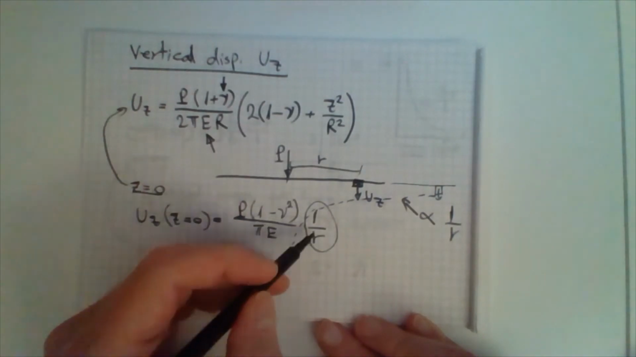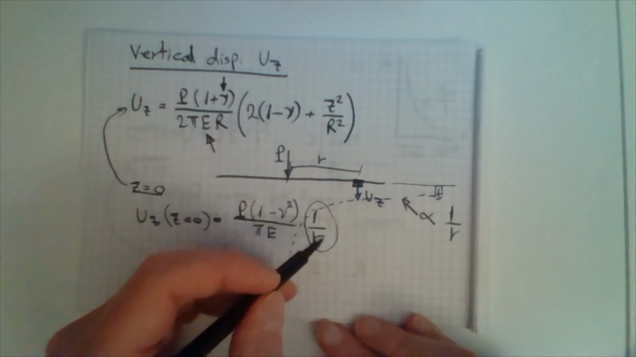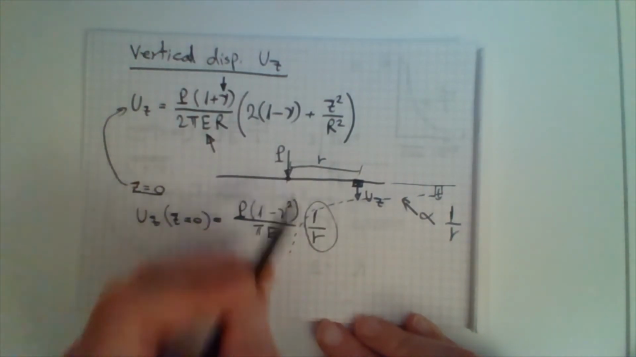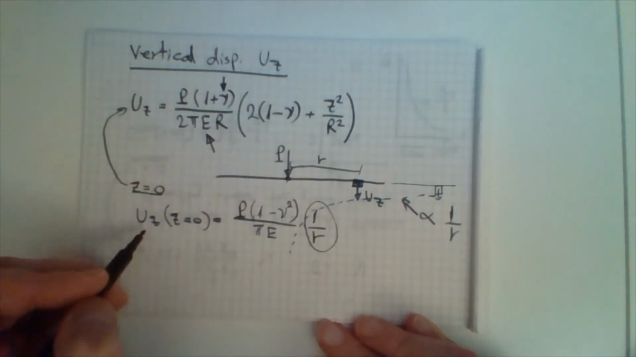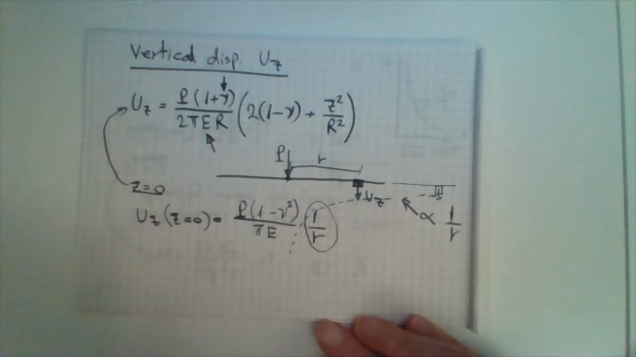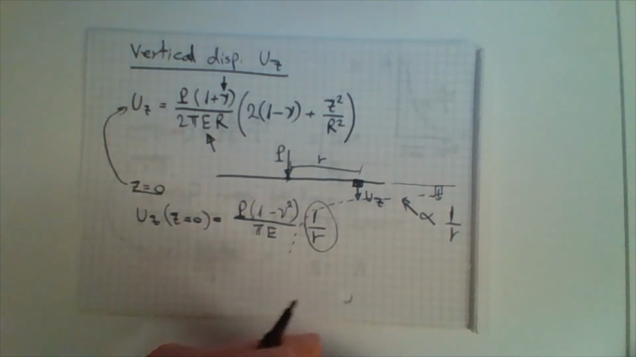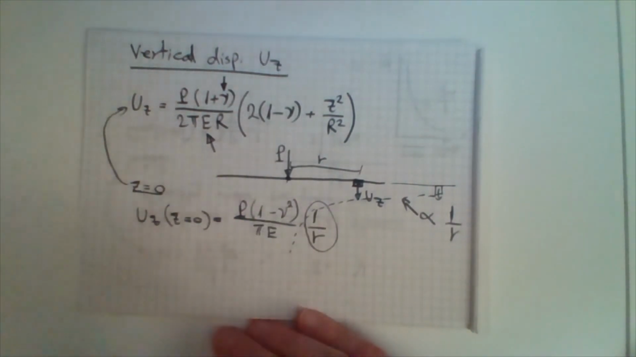And as before, we have a singularity here. As r approaches 0, that means that we're just below the load, we get infinite value of displacement, which is what we get from Boussinesq's solution. There's a singularity just below the load.